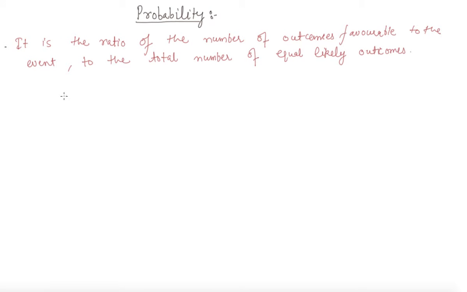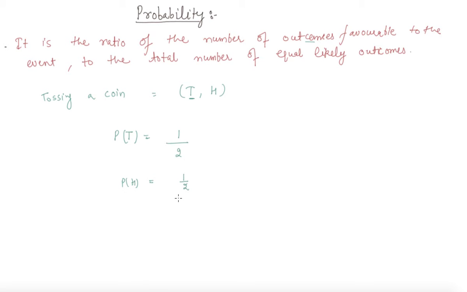Means, let's say if you are tossing a coin, there is equal probability, there are chances, means either you will get tail or you will get head. So if the coin is unbiased, there is equal probability to get head or tail. So from this I can say that the probability of getting tail is the number of outcomes favorable to tail, which is only one, to the total number of equally likely outcomes. Equally likely outcomes here are tail and head, and the number is 2. So the probability of getting a tail when tossing a coin is half. Similarly, the probability of getting a head is also half. So student, this is the definition of probability.